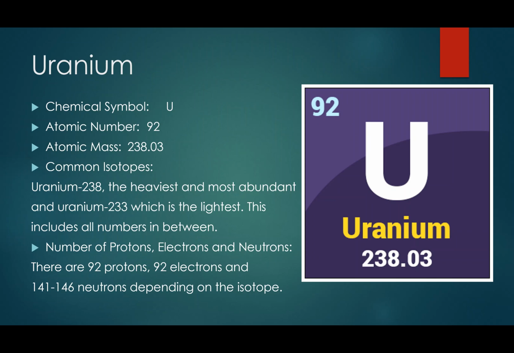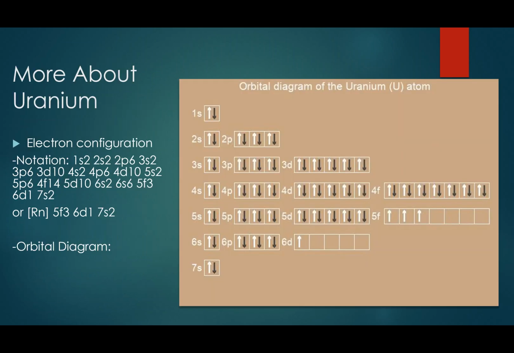The number of protons, electrons, and neutrons. There are 92 protons, 92 electrons, and 141 to 146 neutrons depending on the isotope.